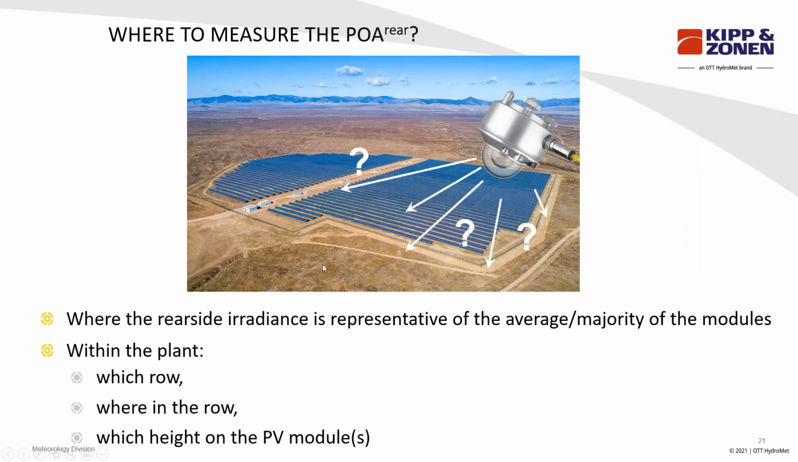So where in the plant would you place them? Again, as said, where it's representative of the majority of the modules. And in this presentation, we'll be going into the question: in which row would you like to place them, where in the row, and at which height on the PV modules should you place them.